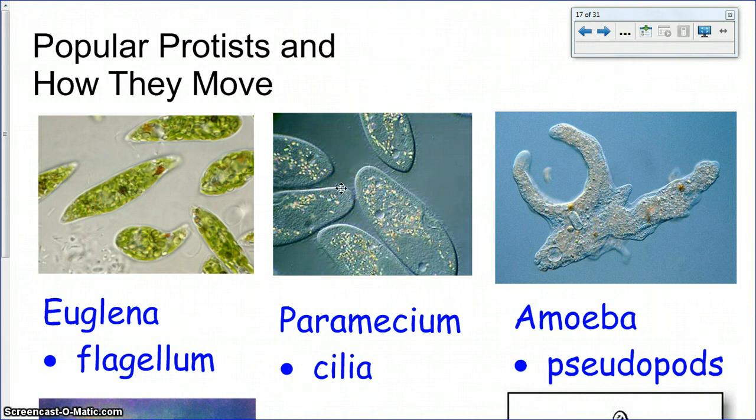There are typically three very popular protists that we tend to study in biology, because while they are similar in that they're made of one cell and they have a nucleus, they're different in the way that they move. So it's interesting to see how they're able to get their energy and how they use it in order to move around.